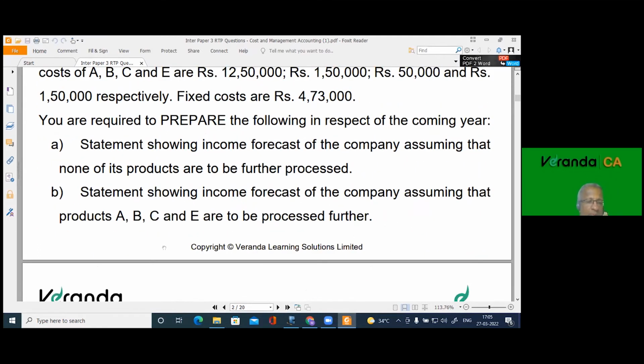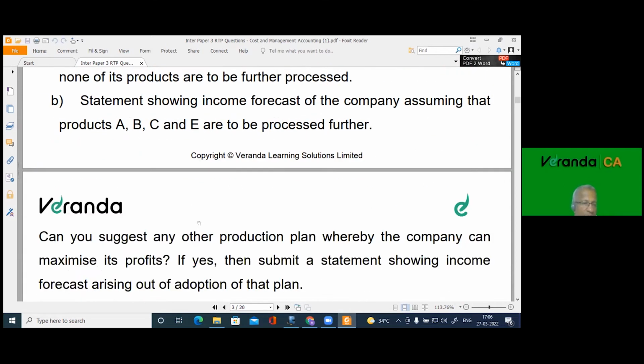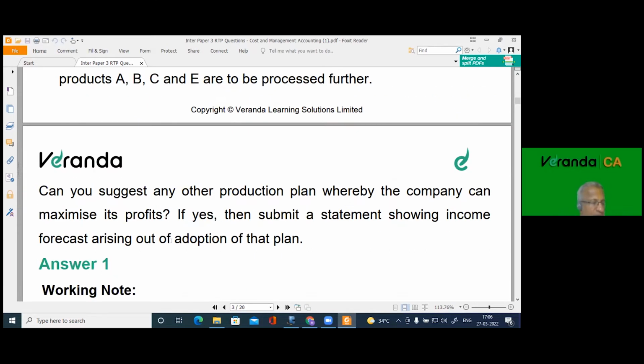You are required to prepare the following in respect of the coming year. First, a statement showing income forecast of the company, assuming that none of the products are to be processed further. Second, a statement showing income forecast, assuming that A, B, C, and D are to be processed. Third, can you suggest any other production plan whereby the company can maximize its profit? If yes, submit a statement showing income forecast arising from the adoption of that plan.